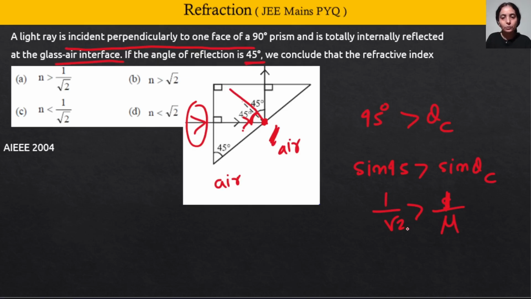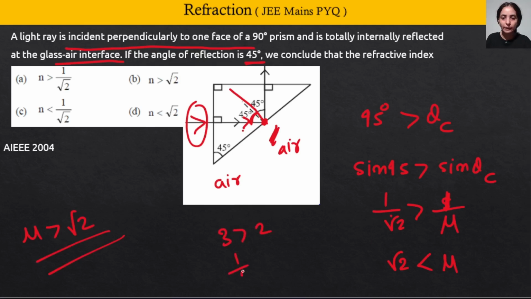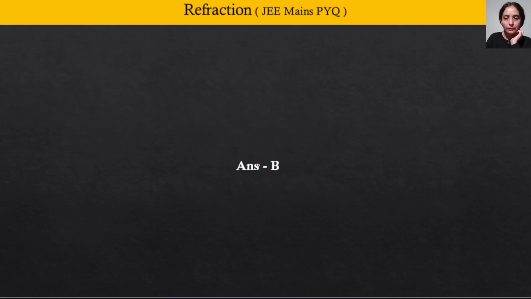And from here, if you reverse the things, that is 1 by root 2 को root 2 लिखोगे, then root 2 will become less than mu. So mu is greater than root 2. इनइक्वालिटी साइन रिवर्स हो जाएगा, राइट? क्योंकि आप लिखते हो 3 greater than 2, but 1 by 3 is less than 1 by 2, right? Then similarly, mu is greater than root 2. So correct answer should be what? It should be B. अंत भला तो सब भला. Yes, it is correct. Okay.